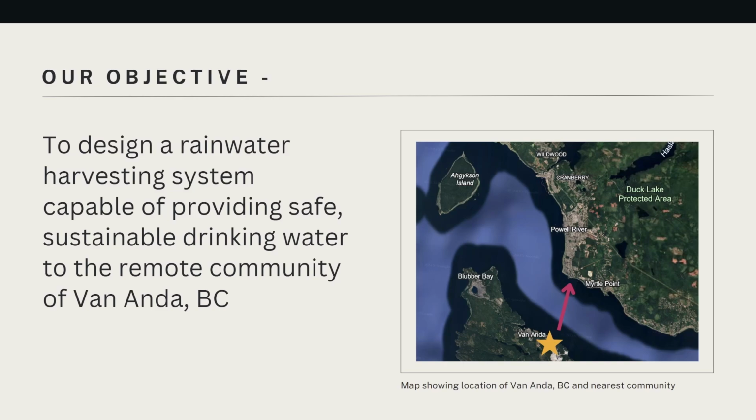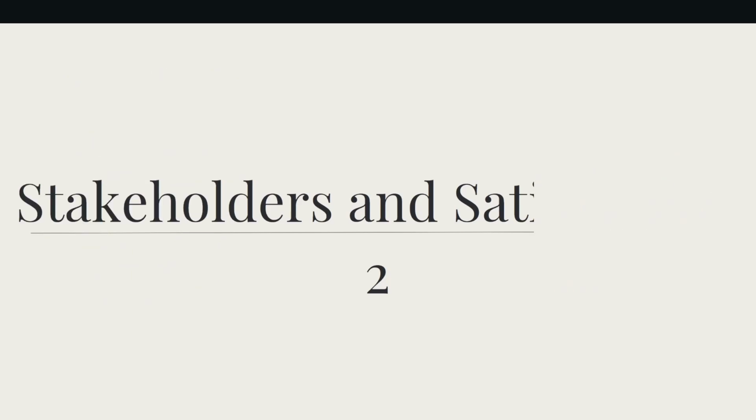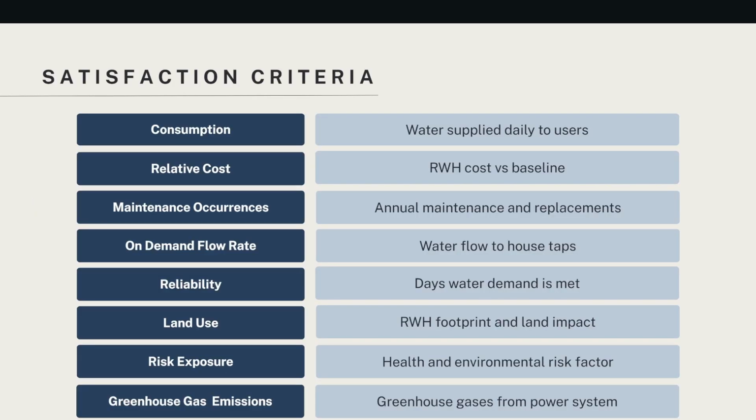Anda residents. From stakeholder interviews, we translated needs into 8 measurable quantities: consumption, which refers to water our system is capable of supplying daily to users; relative cost, which measures our system cost versus a baseline of around $110,000; maintenance occurrences, which account for replacement and cleaning maintenance; on-demand flow rate, which is the flow rate to house taps; reliability, which is how many days our system actually provides the promised consumption; land use, which measures the rainwater harvesting system footprint and land impact; risk exposure, which measures the risk to the health and environment of Van Anda, as well as greenhouse gas emissions released by our power system.